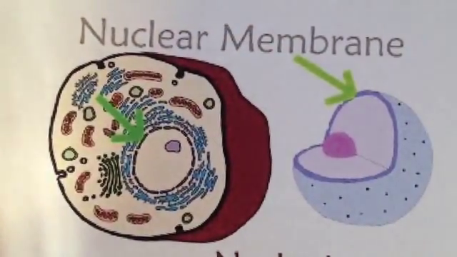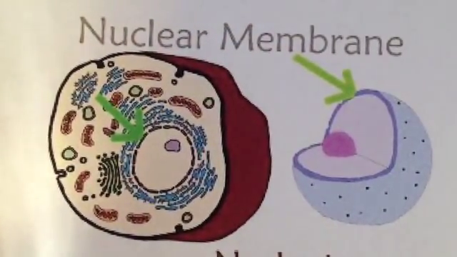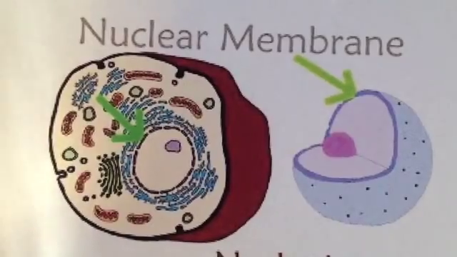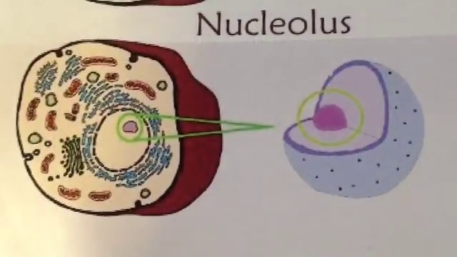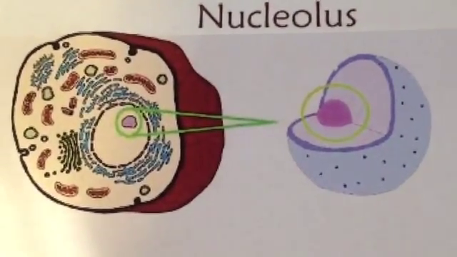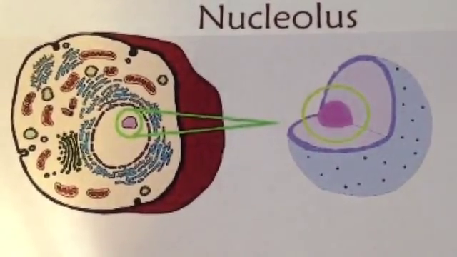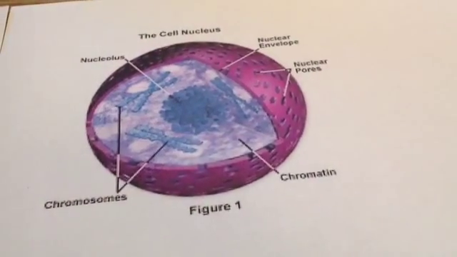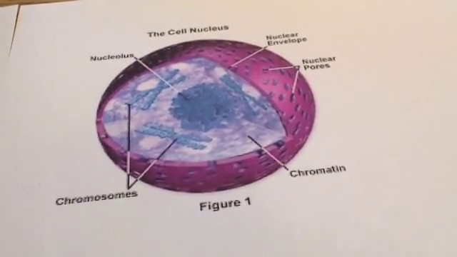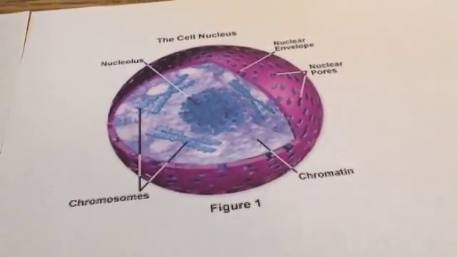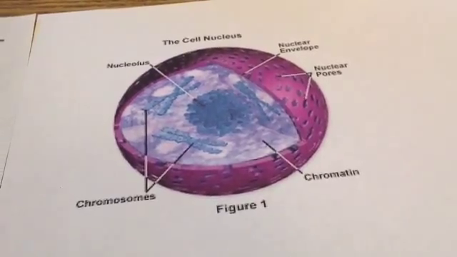The nuclear envelope is a double membrane that encloses the nucleus, perforated with pores that regulate traffic with the cytoplasm. The nucleolus is a structure within the nucleus where ribosomal RNA is made and assembled with proteins imported from the cytoplasm to make ribosomal subunits. The nucleus is the genetic control center of a eukaryotic cell.